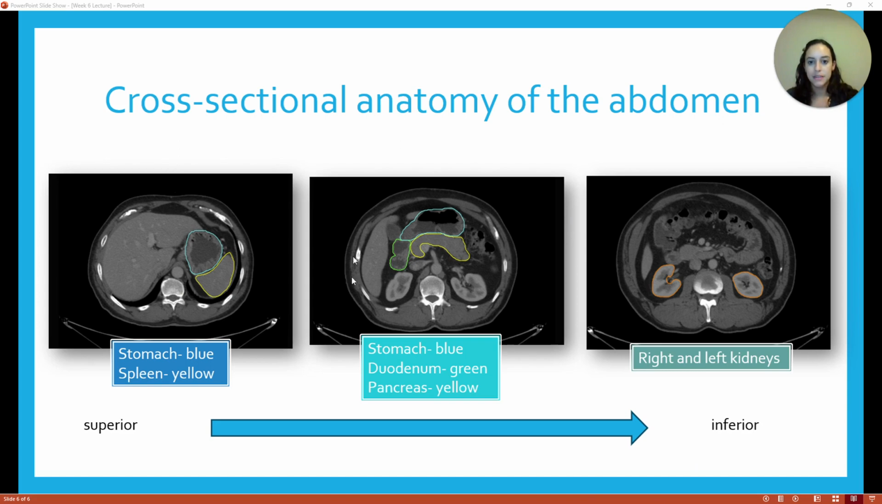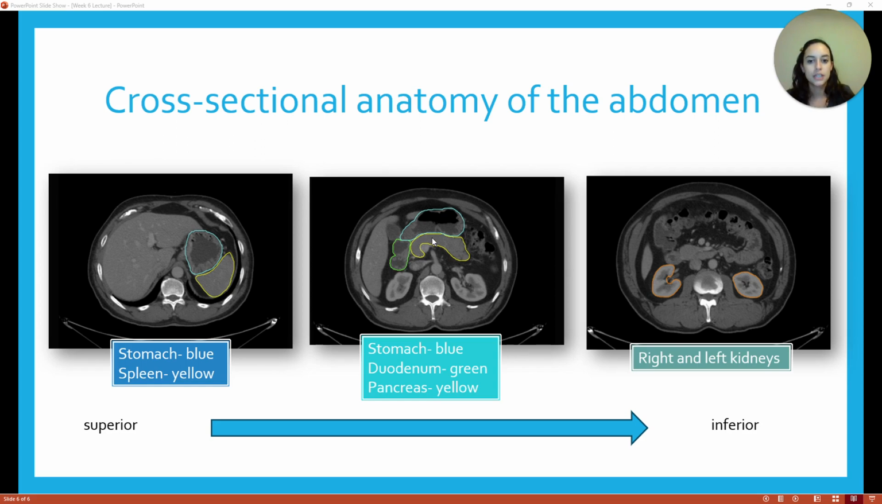Next, we have the middle image. This slice is obviously more inferior to the first one. This slice shows your pancreas. So here is your pancreas. It is hugging right here. This green is your duodenum. Remember that C-shaped organ that I went over, the beginning of your small bowel. And this blue is your stomach. So this connection right here of the blue and the green is where your stomach meets your duodenum, where the contents inside your stomach go into your small intestine.